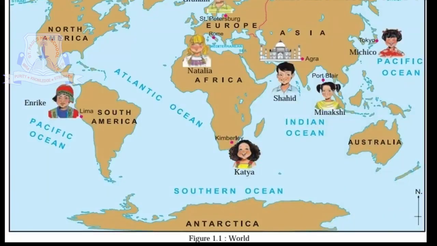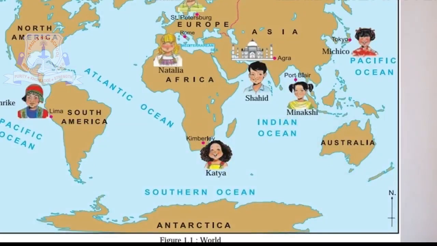Now observe this figure before we start this lesson and try to answer the following questions. Observe figure 1.1 and answer the following questions. Which places are shown on the map? In which city is the Taj Mahal located? In which continent is the Taj Mahal located? In which direction is the Taj Mahal located?